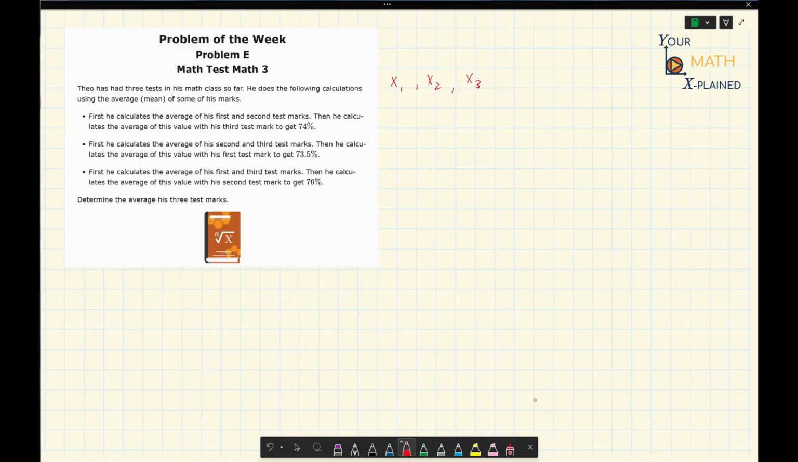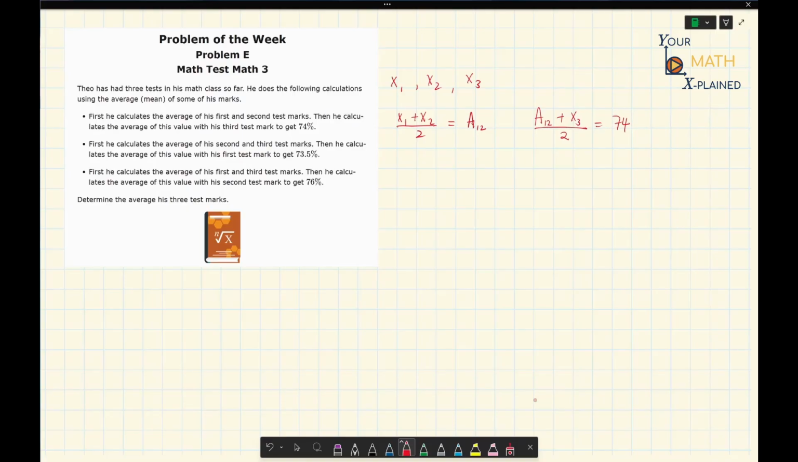He first calculates the average of the first and second test marks. So x1 plus x2 divided by 2, that's the average calculation. And I'm going to give that a new name. I'll call that A sub 1, 2. So that's the average of test 1 and test 2. Then he uses this average with his third test mark to get another score of 74%. So that's telling us that A12 plus the third test divided by 2 is equal to 74.